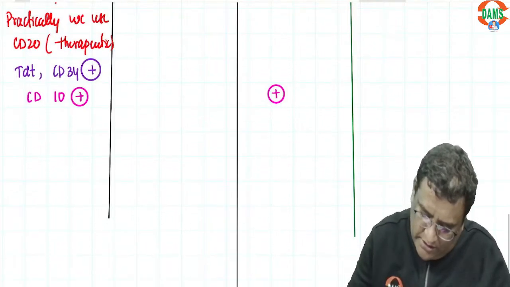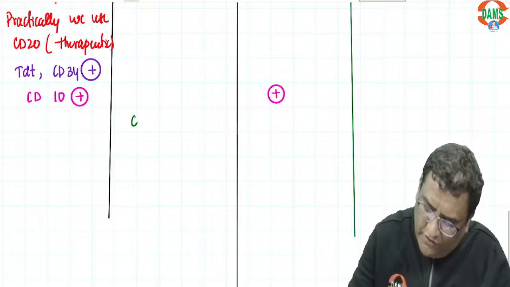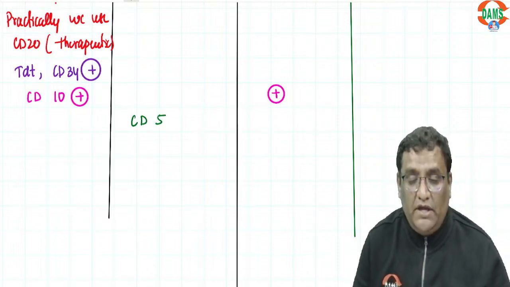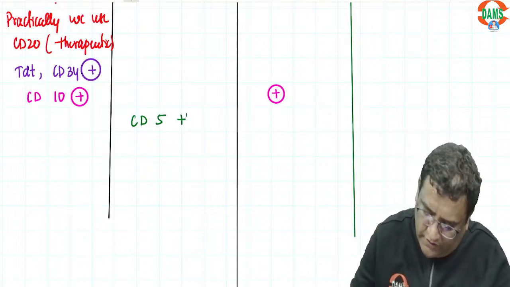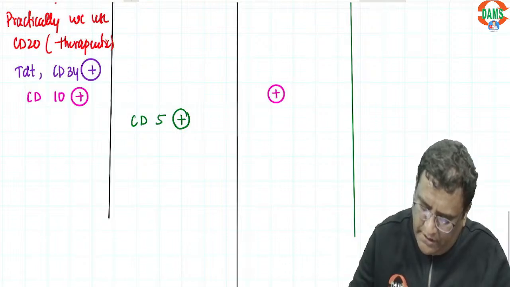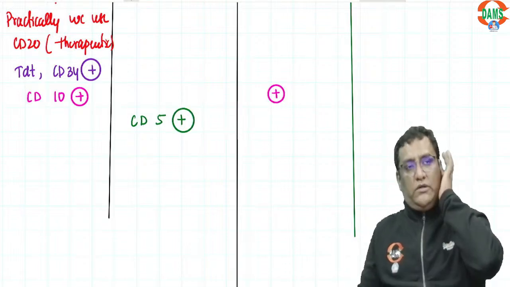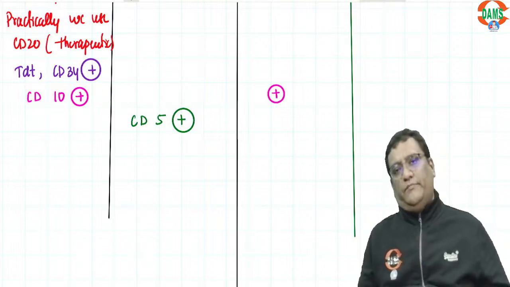Next marker, CD5. Where else did we study CD5? CD5 is a T cell marker. However, CD5 is also positive in naive B cell. Naive B cells are present where? In the mantle zone. Naive B cell in the mantle zone, CD5.